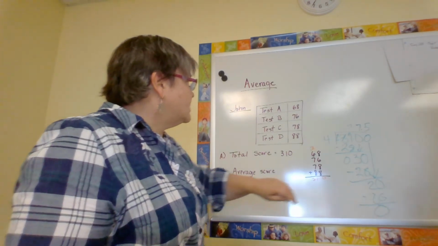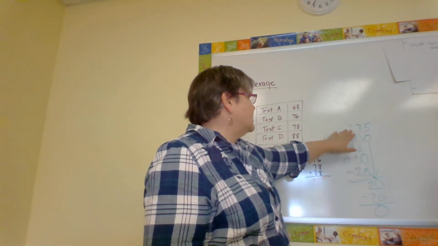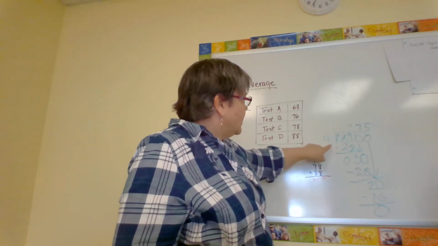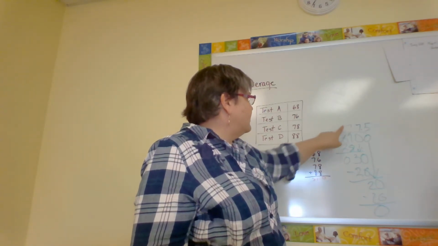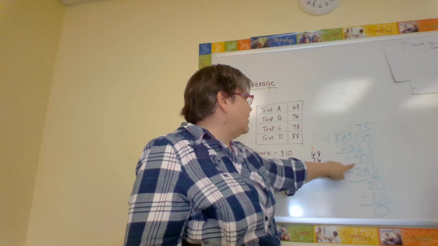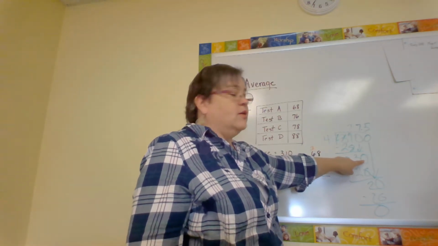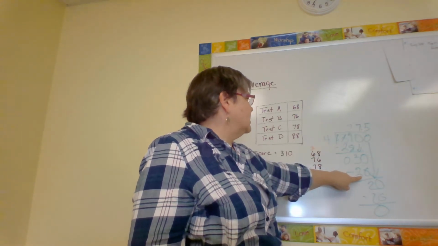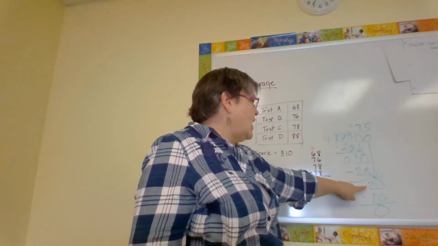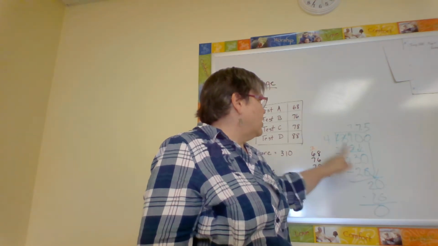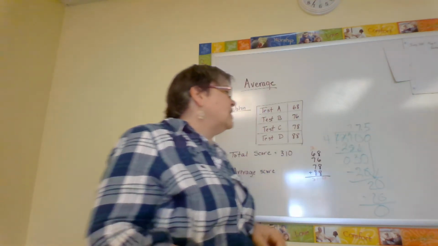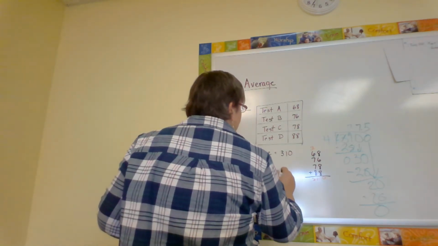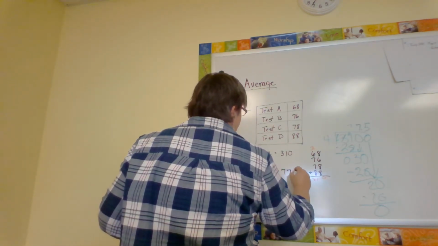Okay, so Wyatt said that 4 into 310 is 77.5. So let's check his division. 4 into 31, 7 times 4 is 28. You subtract and get 3, bring down a 0. Okay, so we have 4 into 30 goes 7 times. We know that's 28. We subtract and we get 2, bring down a 0, and 4 into 20 is 5. So 77.5. So his average score, as you can see, is sometimes going to have a decimal.